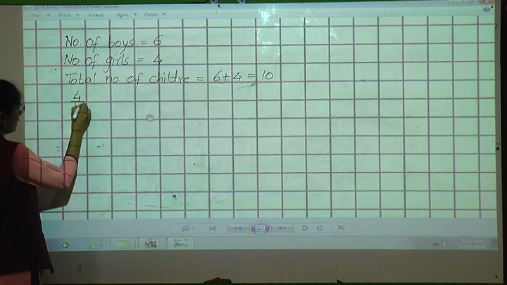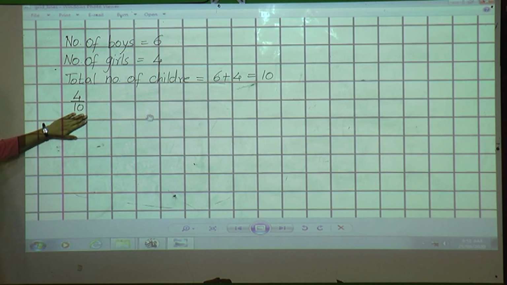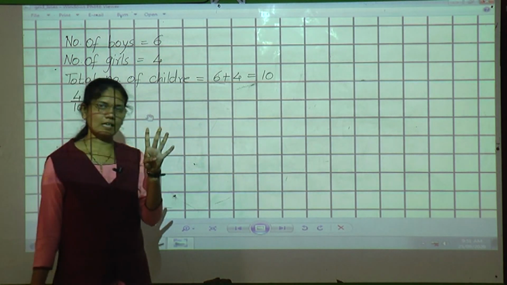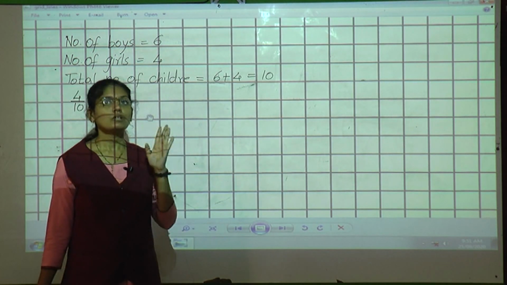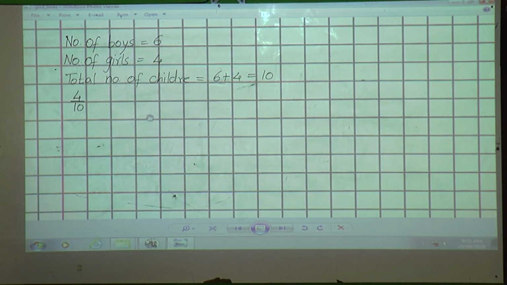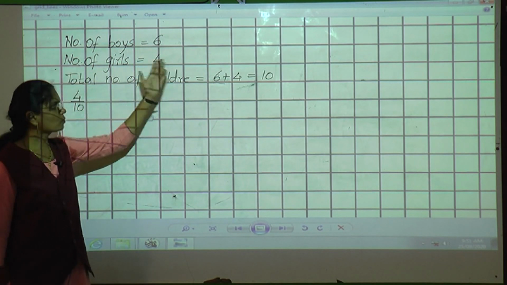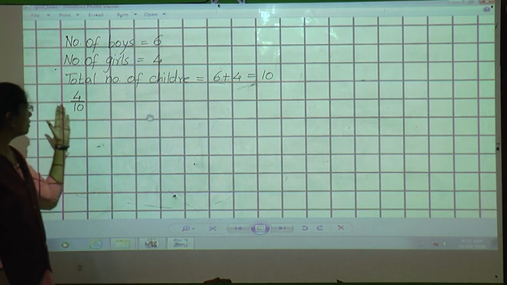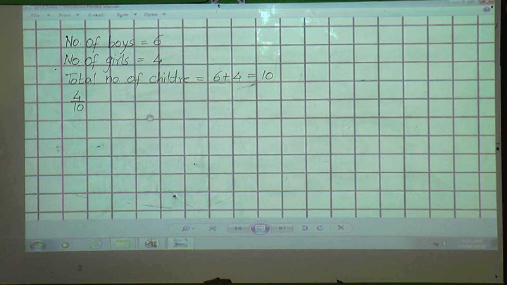4 by 10. Because total number of children 10. Okay. See here, number of boys 6. 6 boys are there and 4 girls are there. So 6 plus 4 is equal to 10. 10 children are playing in the park. Now we have to find out the fraction of the girls only. So how many girls are there? 4 are there. Out of 10 children, 4 are the girls. So what is the fraction of the girls? 4 by 10. It is the fraction of the girls.